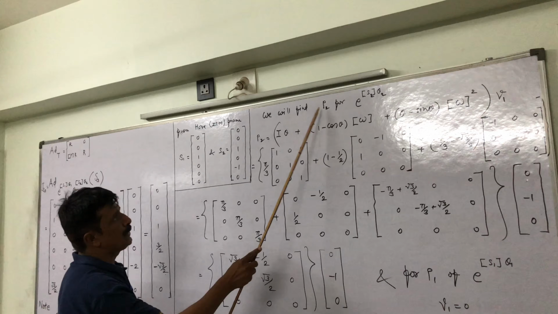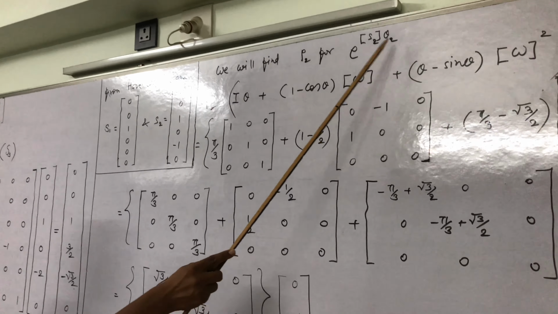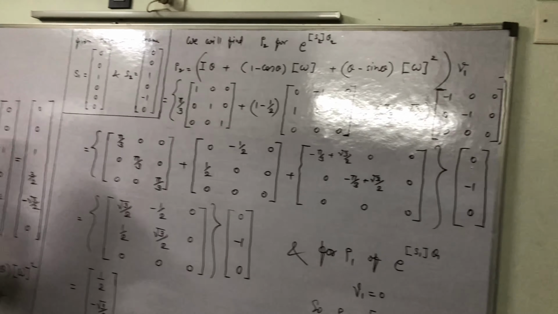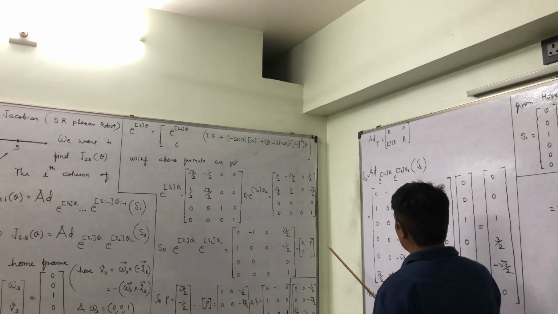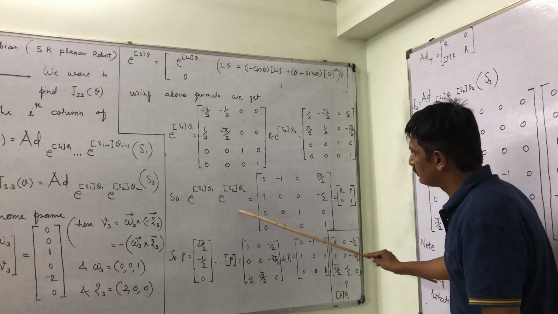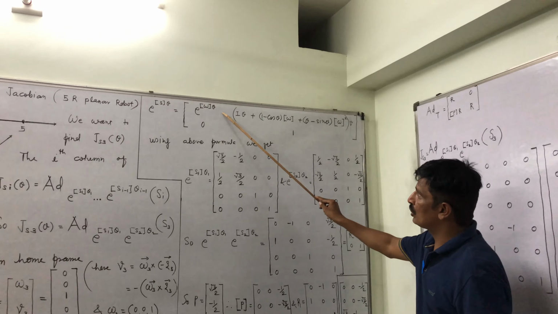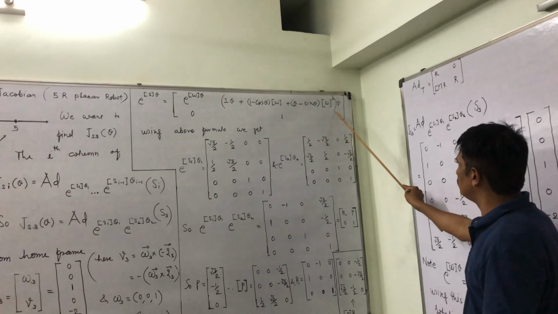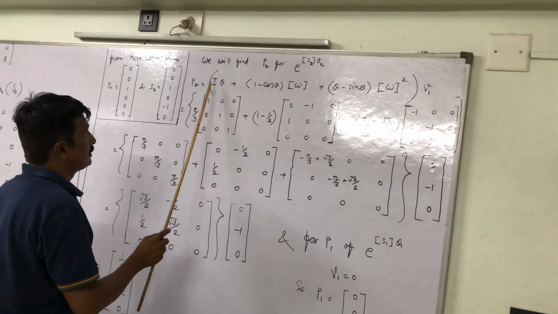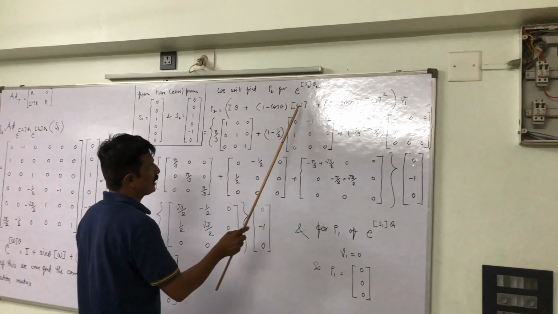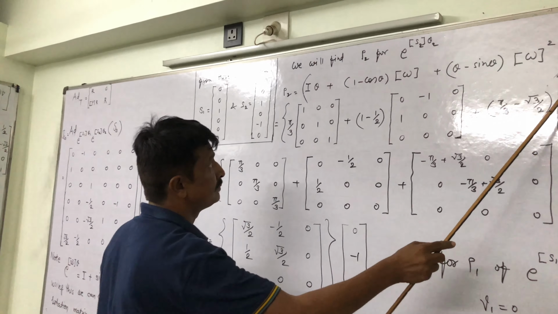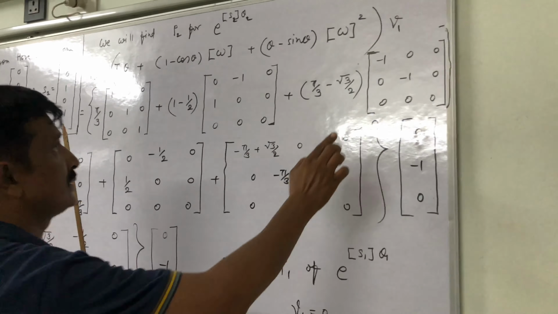Now we will find P2 for e raised to S2 theta 2. For this matrix, because it is a well defined rotation matrix, we want this term. So this term is I theta plus 1 minus cos theta omega plus theta minus sin theta omega square, into V1. This one is V2.